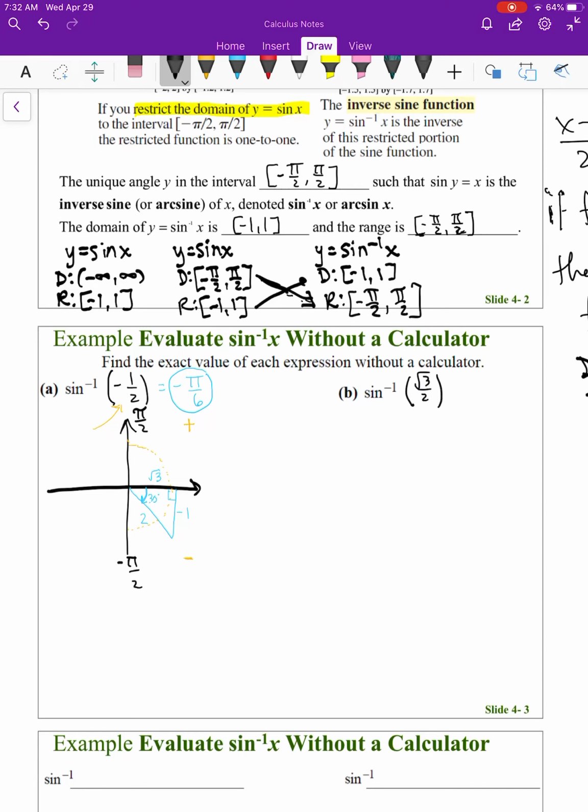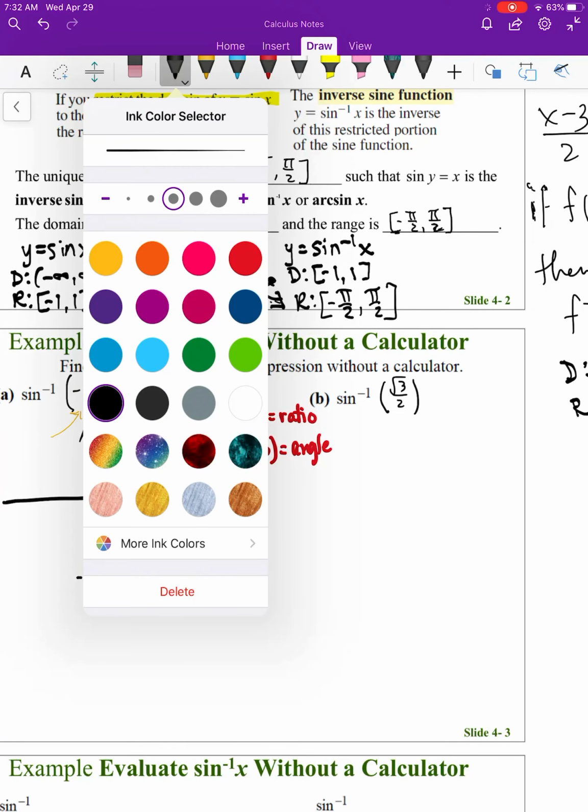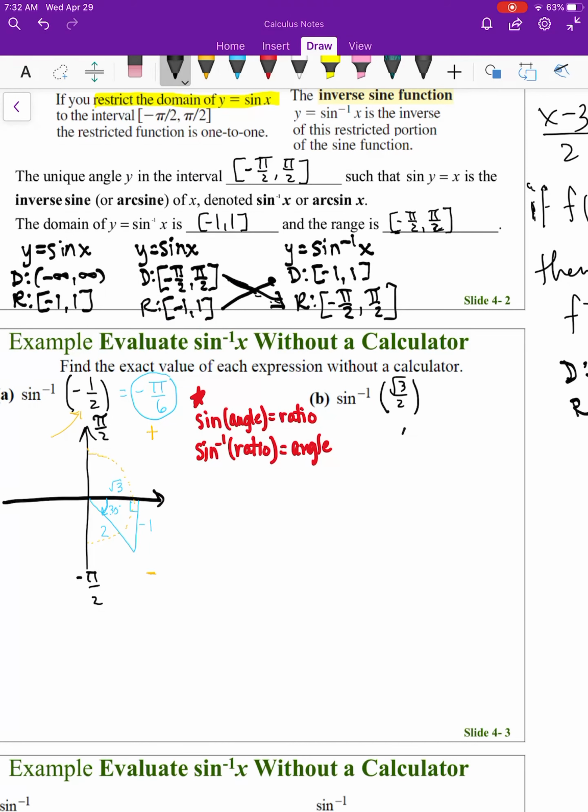inverse sine of square root of 3/2. And I want you to remember that if you take the sine of an angle, the answer is a ratio. If you take the inverse sine, you're taking it of a ratio, and your answer is an angle. Okay, so we said that up top, but this is exactly what we're doing again. All right, so now let's do this one.